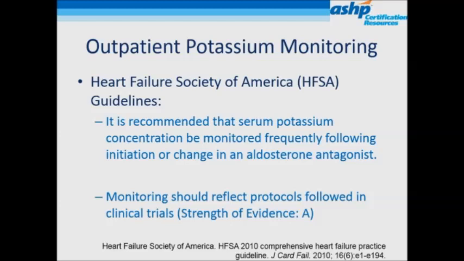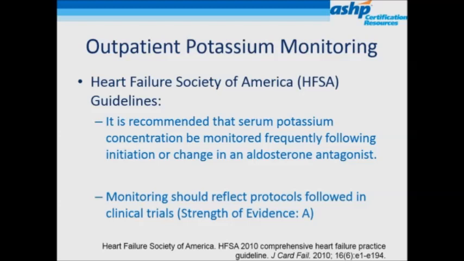But the guidelines basically said that you should monitor potassium very, very closely following initiation or change of aldosterone antagonists. And the heart failure guidelines actually take this a step further, but I won't get into that at this point in time. I'll let Dr. Betts cover that in his presentation tomorrow. And they said that the monitoring should reflect the protocols in the clinical trials.